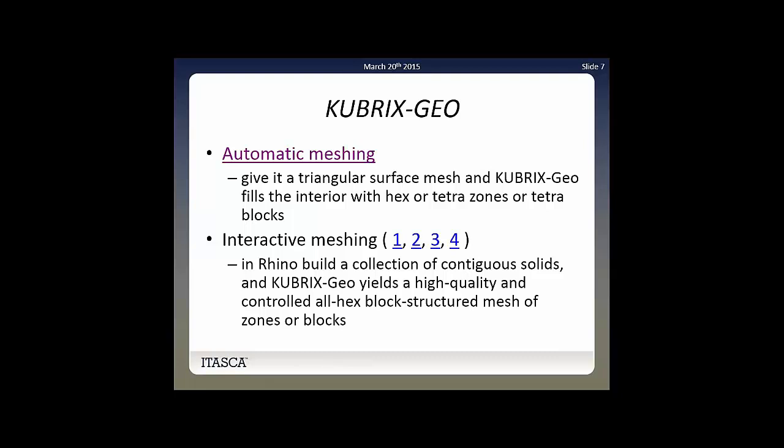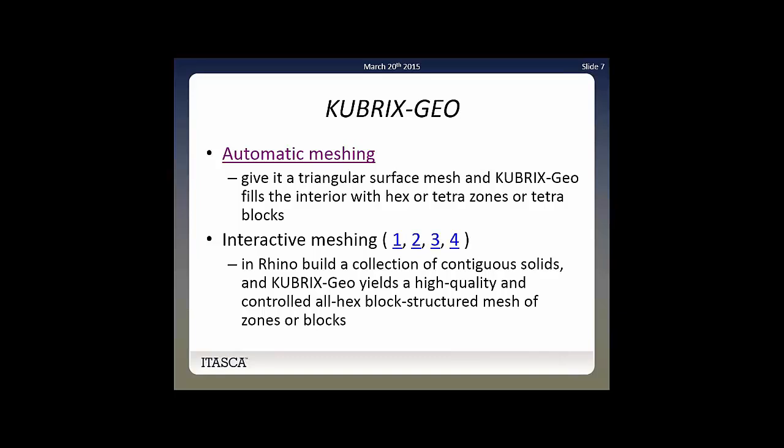Automatic meshing versus interactive meshing. In this group today, among the participants, I can see that there are practitioners of Rhino, KUBRIX, but also folks who may be seeing this for the first time. Essentially, in short, in automatic meshing, you create a triangular surface and you tell KUBRIX to fill the inside with hexa or tetra elements. In interactive meshing, you create in a similar way as to the command process of the geometry of the zone command.